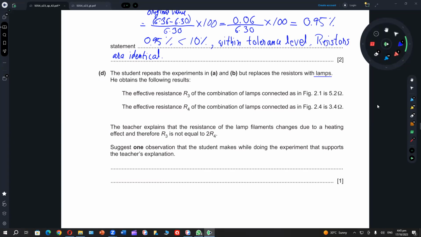So you have to read this part carefully when you are attending a real ATP. Remember this concept that ATP papers are general papers. So you have to read the question at least 2 times, because the answer is always within the question. Lamps always face a heating effect problem. So when you attach lamps here instead of resistors, lamps will get heated.